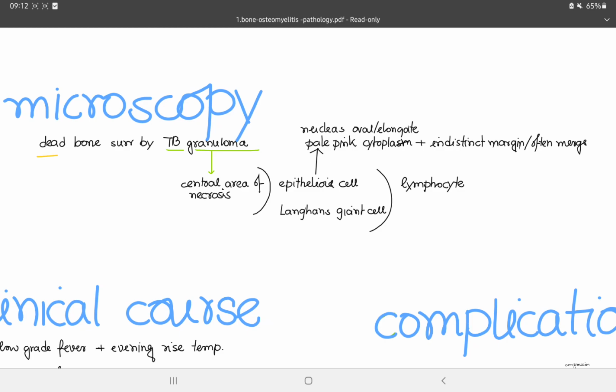Microscopically, we see dead bone which is surrounded by a tuberculous granuloma, where the central area consists of necrosis, surrounded by epithelioid cells and Langerhans giant cells. The epithelioid cells have a nucleus which is oval or elongated in shape, with pale pink cytoplasm and indistinct margins, and often merge with each other to form the Langerhans giant cell, which is surrounded by lymphocytes.